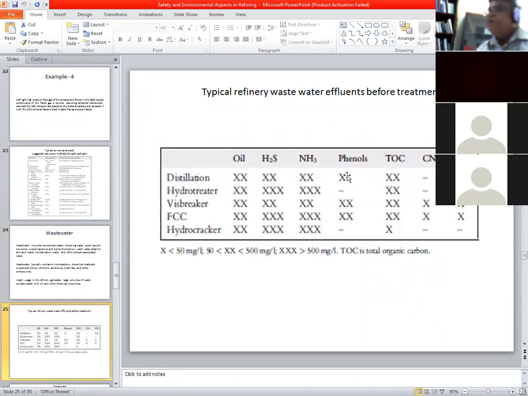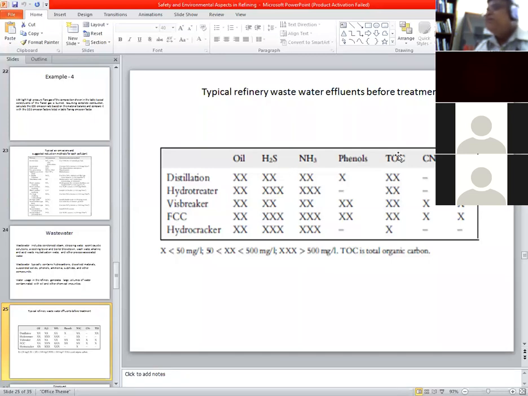When you see one X, that stands for 50 milligram per liter. When you see double X, that is in between, around 500 milligram per liter. If you see triple X, that stands for higher than 500 milligram per liter. For example, in the FCC unit, it is in between for some, but hydrogen sulfide is higher than 500 milligram per liter.